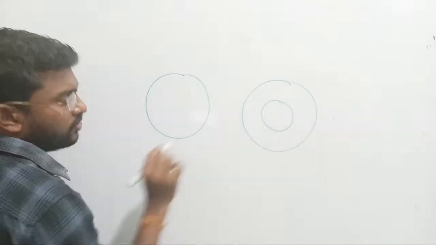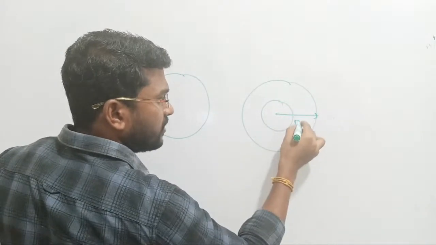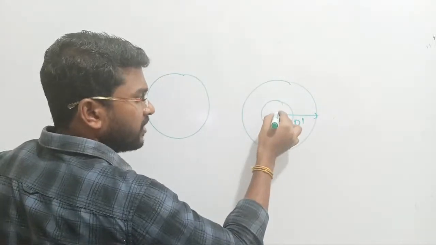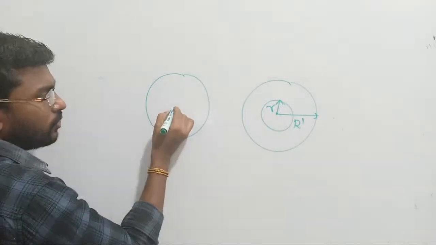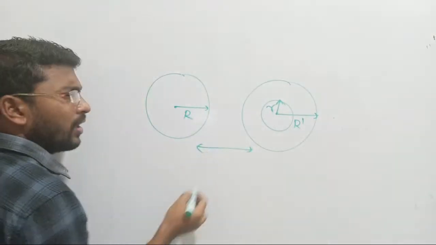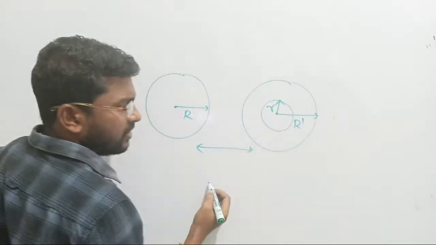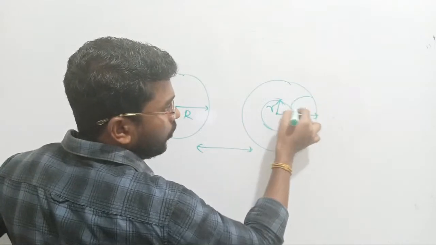This is hollow cylinder. You do one thing, from the center point, treat this total radius is R dash. From the center point, this inner radius, let me take this one R over R. Let me take this one, let me take this total radius is R. Just compare these two. Now result we are going to consider only this area.